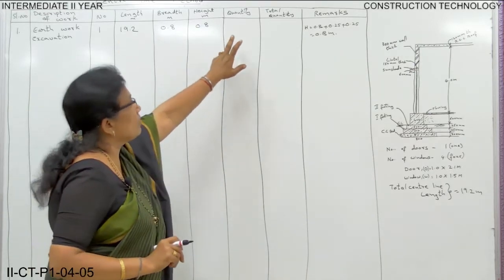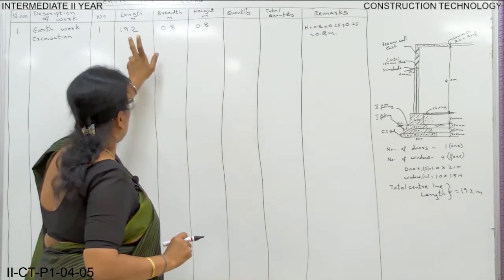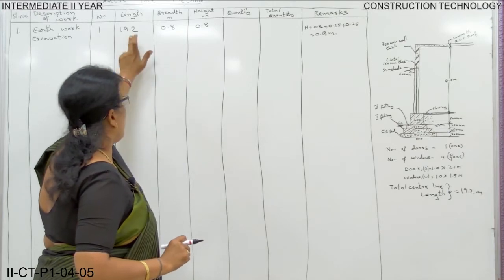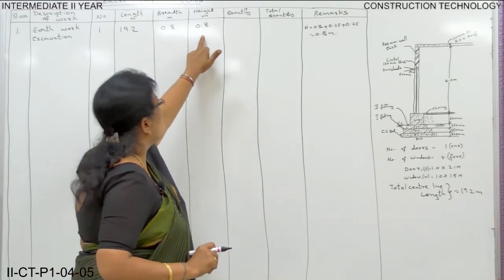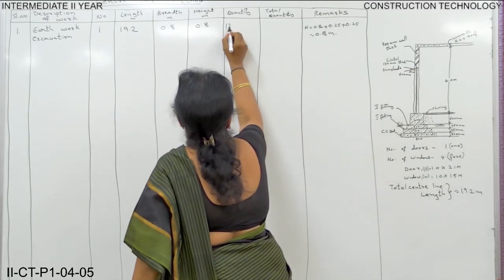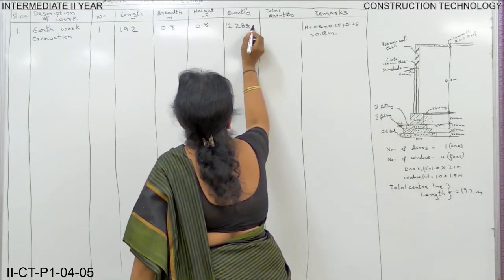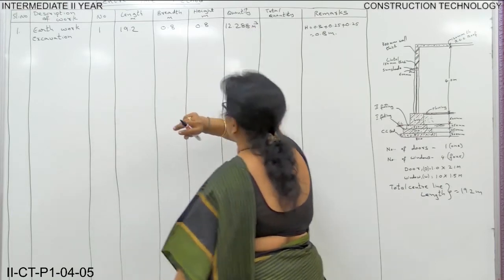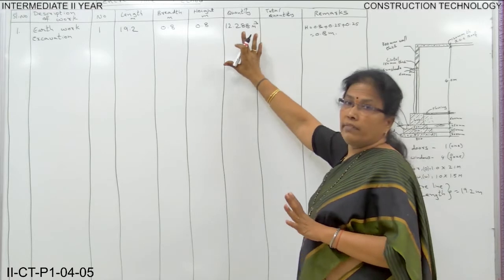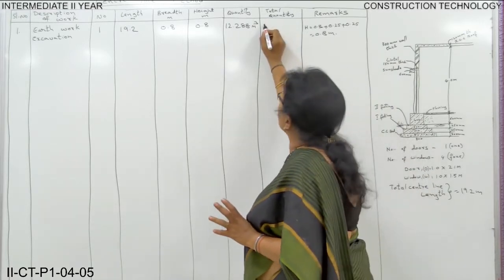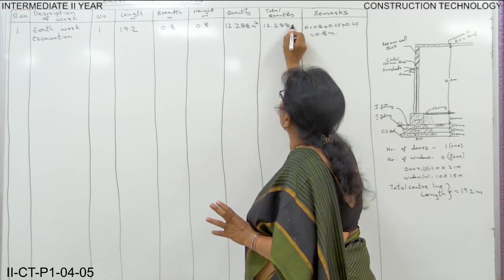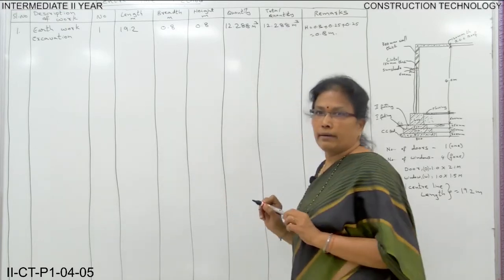Now, for calculating the quantity of earthwork excavation, you have to multiply all these four. 1 into 19.2 into 0.8 into 0.8. So your quantity is 12.288 and the units are cubic meter. Here we have nothing to add. Everything is done. So in total quantity also you will write the same value, that is 12.288 cubic meter.